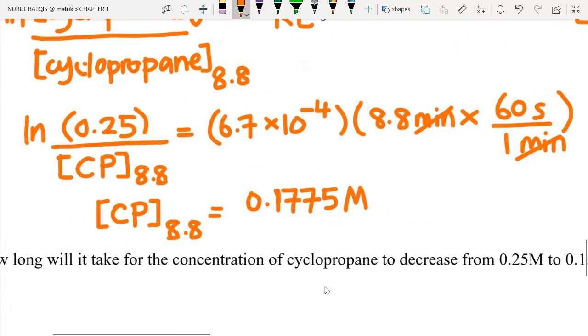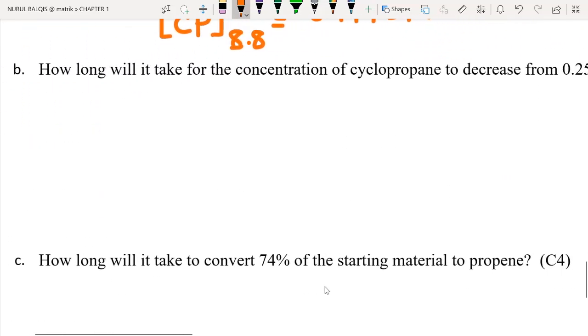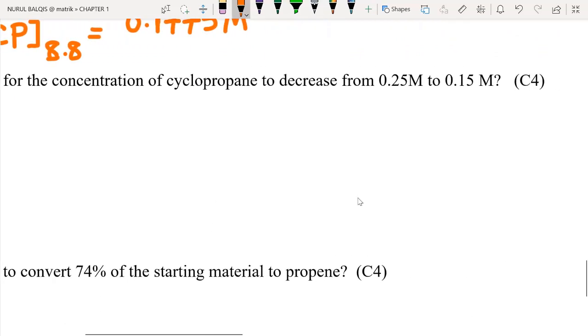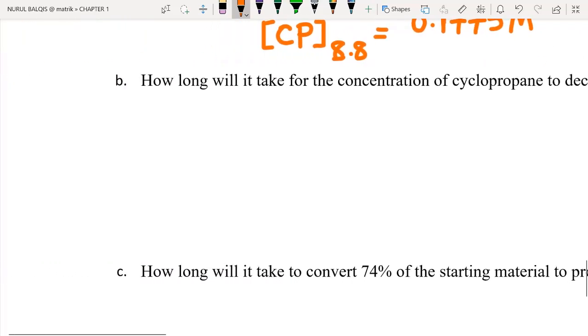Okay, for the next question, we have how long will it take for the concentration of cyclopropane to decrease from 0.25 molar to 0.15 molar. So the 0.25 belongs to the initial concentration, while 0.15 molar belongs to the concentration after a certain time. So they want you to find the time taken. How long will it take? So this means this is the time. Since it's still the same reaction, we're going to have a first order reaction.